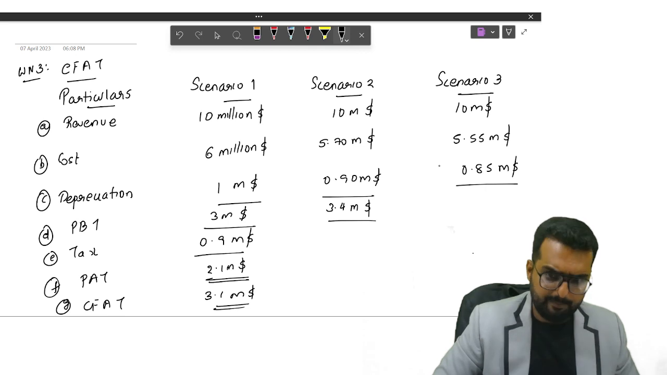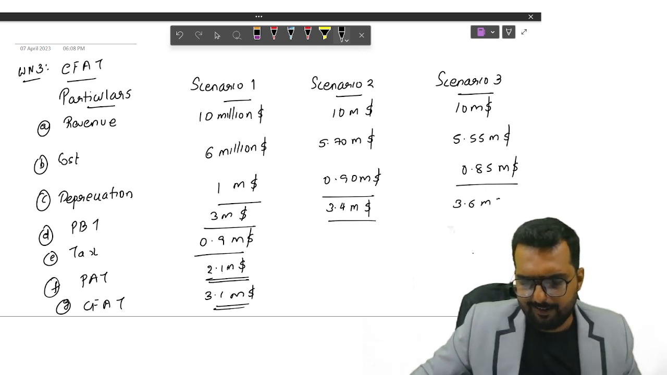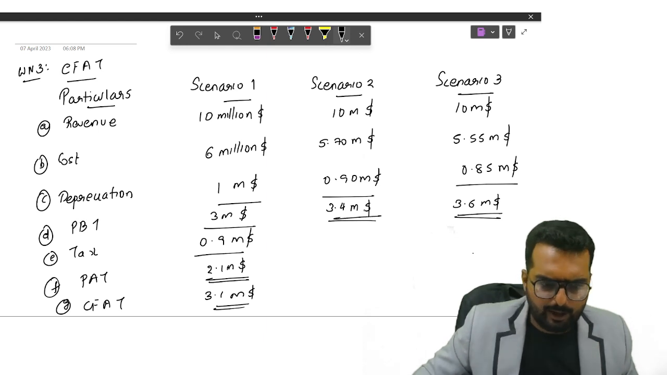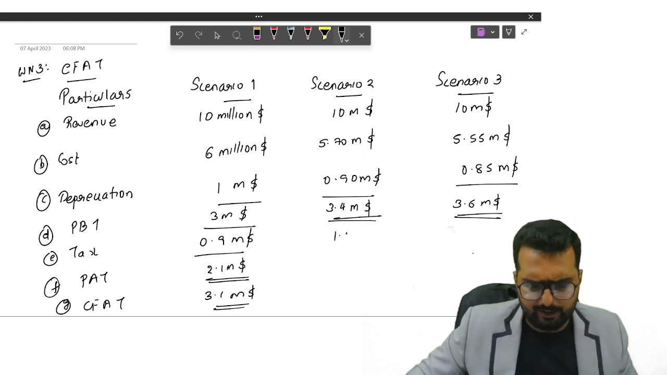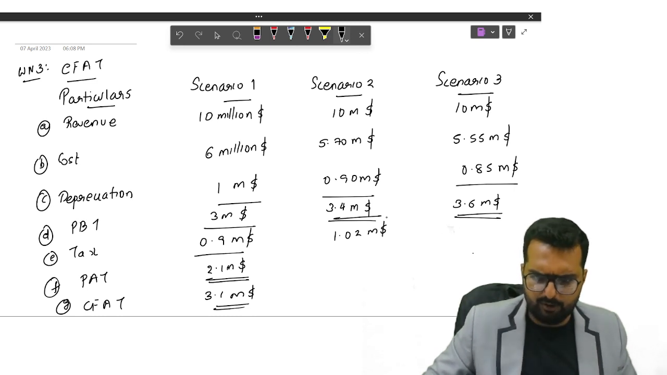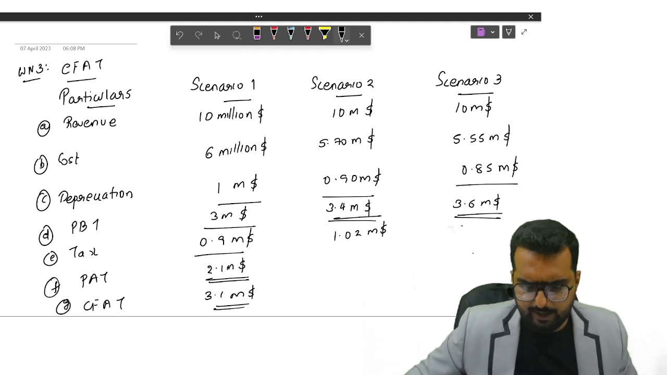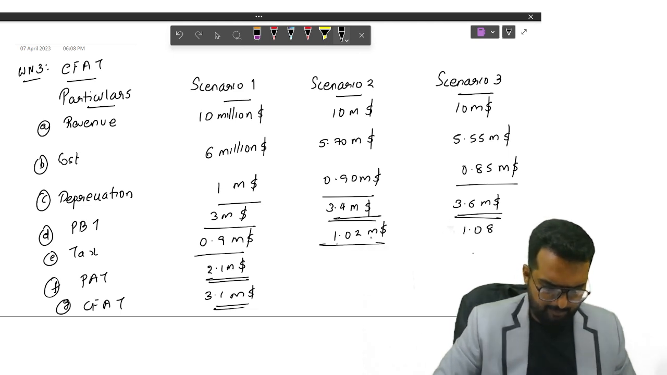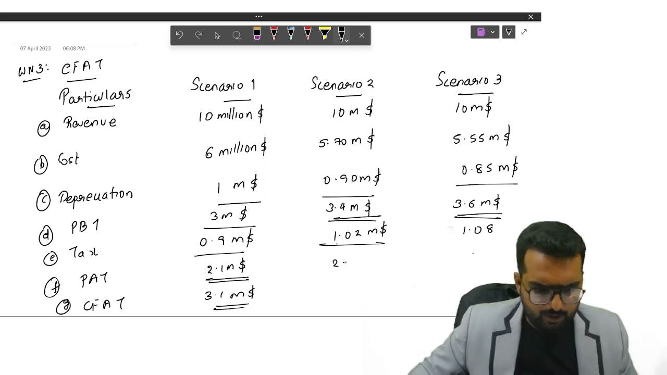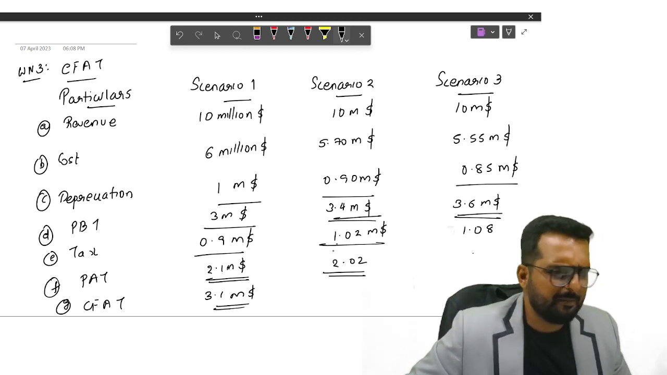Alright, and the last one would be $3.6 million. Okay, so now the tax rate will also change. Do you get the answer as 1.02? And do you get the answer as 1.08? So 3.04 minus 1.02 will be 2.02. Hold on.